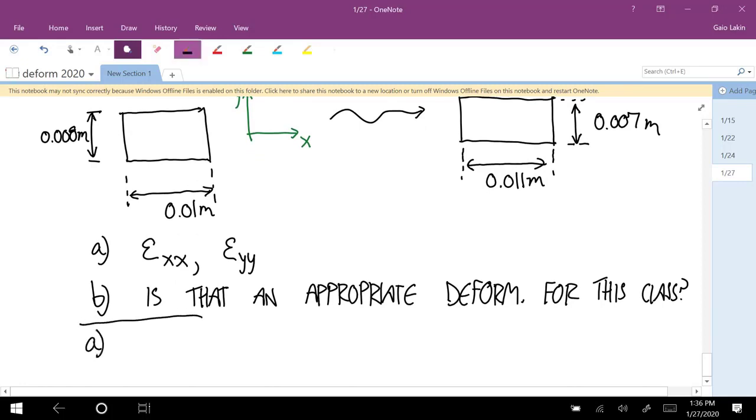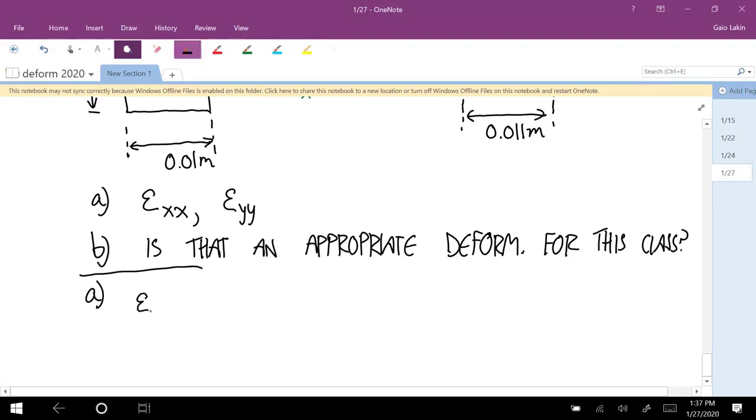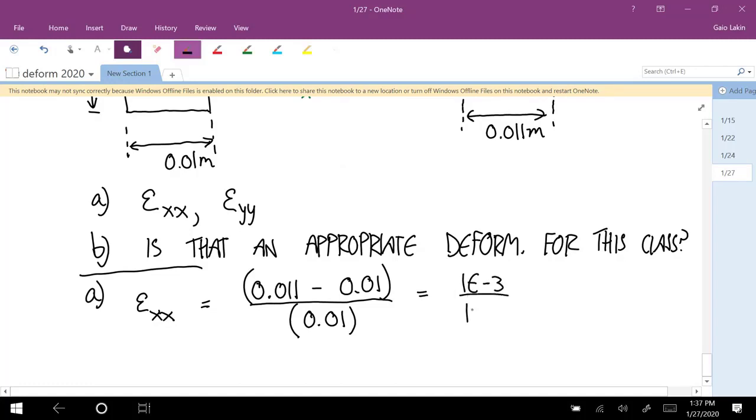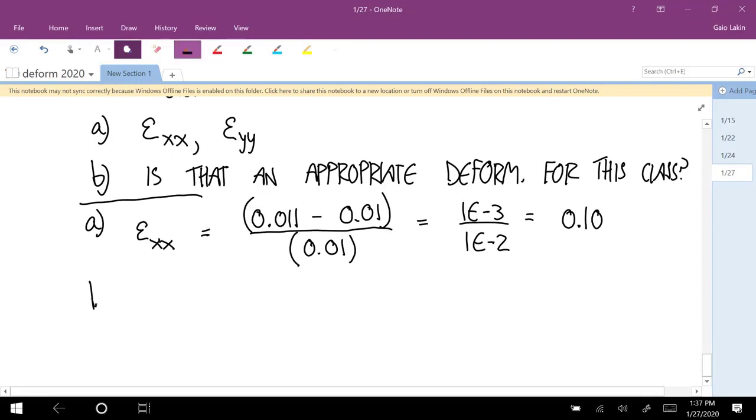Okay, so first, EXX is 0.011 minus 0.01, that's the initial length along that x direction, divided by the initial length along the x direction, and so you get 1 times 10 to the minus third divided by 1 times 10 to the minus second, so 0.10. This is still A.